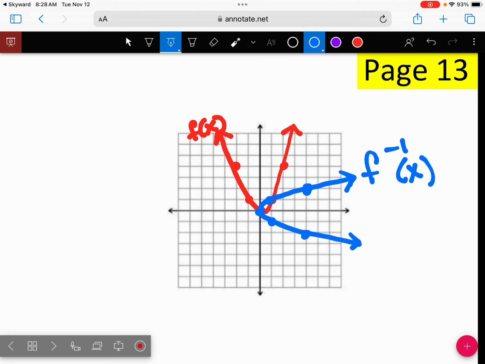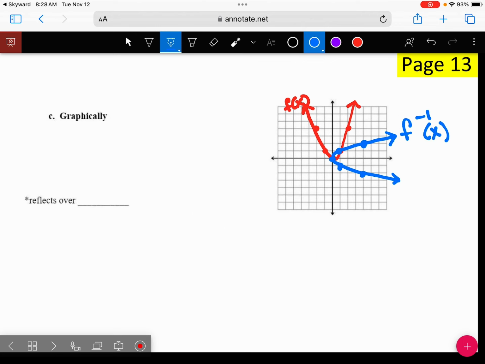And then does anybody remember from yesterday, what is the equation that inverses reflect across? Y equals what? Y equals x. Thank you.